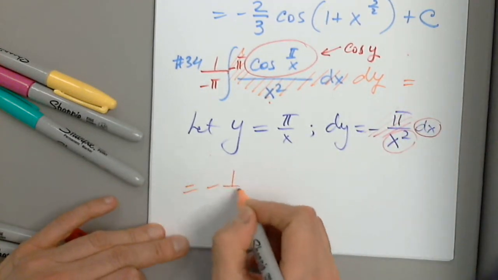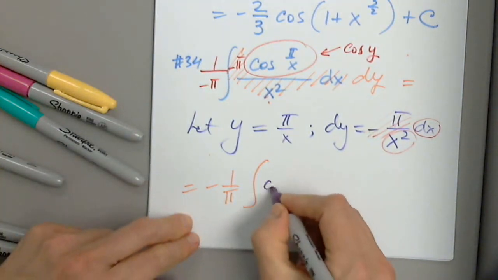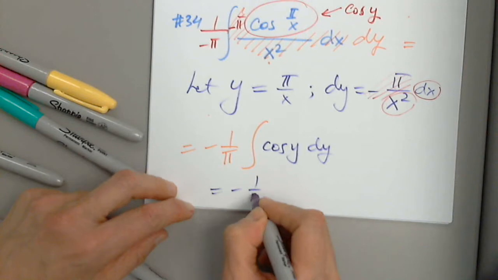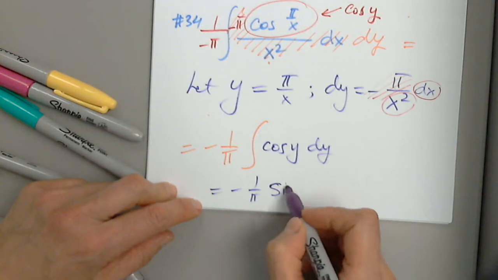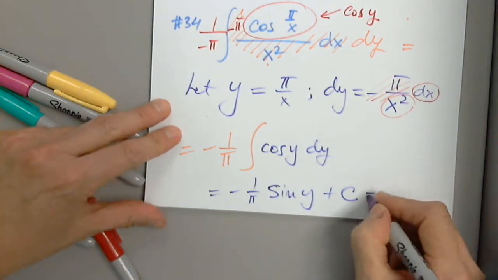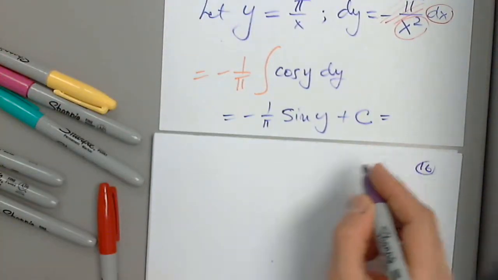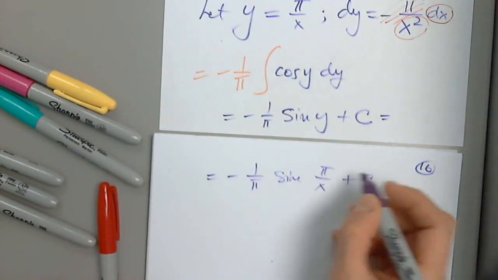So then I have negative 1 over pi, the integral from? Yes, cosine y dy, excellent. What function prime is cosine y? Negative. No, that's just positive, right? Sine y plus a constant c. All I have to do now is replace y by? That's it. You got it. Yes, we have to get used to it. We have to practice, but you got it. Negative 1 over pi, sine pi over x plus a constant c.